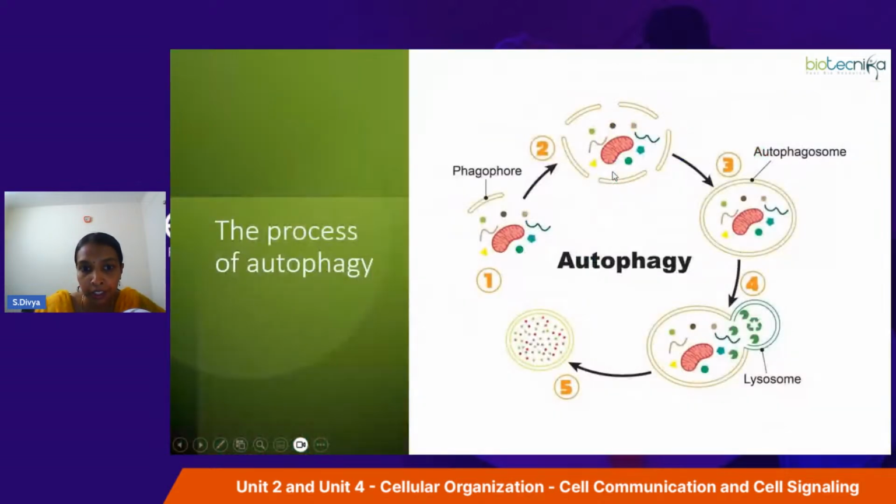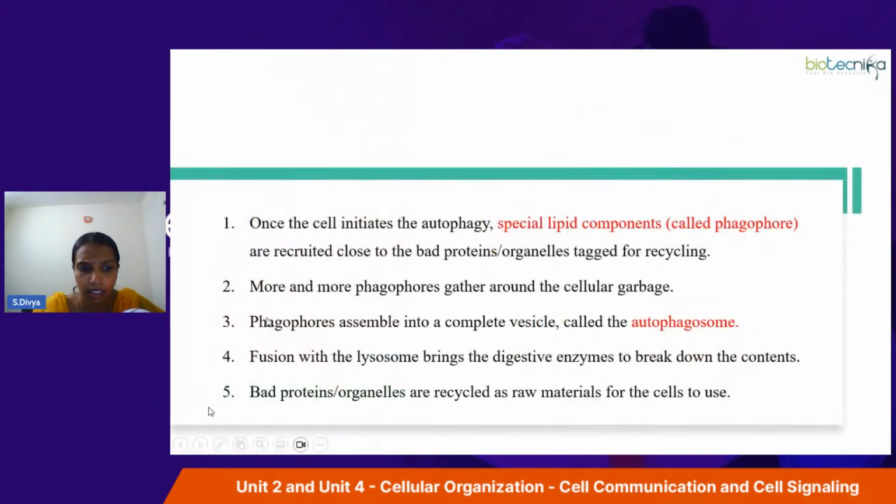So if you see, this is our phagophore. So many phagophores accumulate together forming an autophagosome. Now this becomes a double membrane structure. Fuses with lysosome. So lysosome is having hydrolytic enzymes. So it will release the contents and degrades it. Okay, so that is the process. This is the same thing being mentioned.